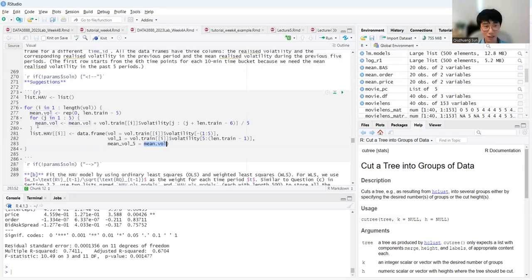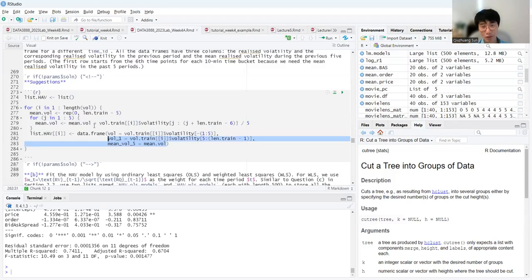And this for loop computes this value. In addition to the mean realized volatility in the previous 5 time intervals, we also need the realized volatility in the previous time interval, right? So actually, this is just this line here. This is the realized volatility in the previous period, and this is the volatility in the current period. So essentially, this is our y, and this is our x.